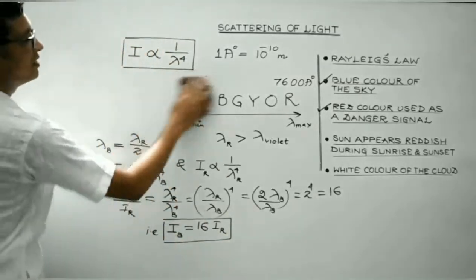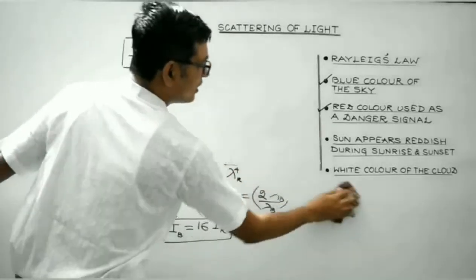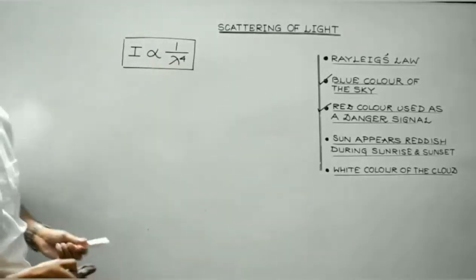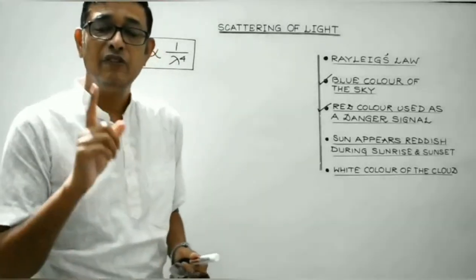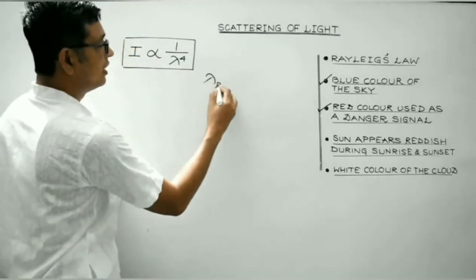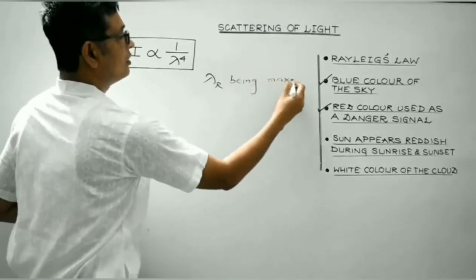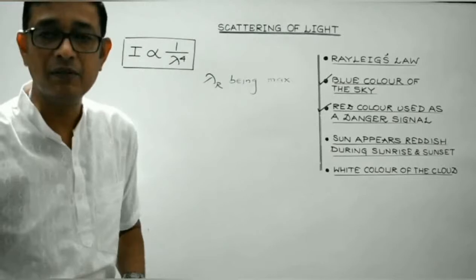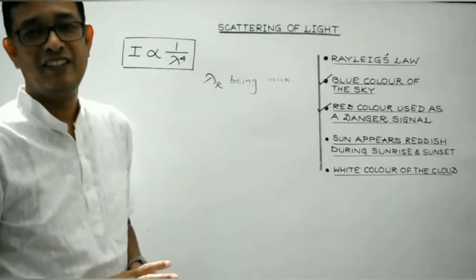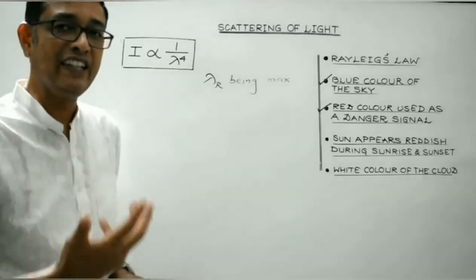Now as we have discussed, the intensity of scattered light corresponding to a particular wavelength, as per Rayleigh's law, is inversely proportional to the 4th power of the wavelength. The wavelength of the red color being maximum, red color gets least scattered. So this is the very reason why red color is used as a danger signal.